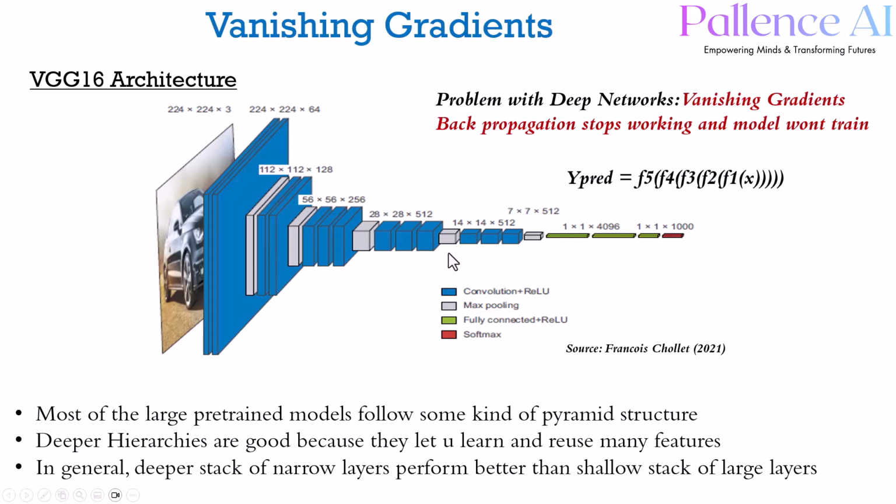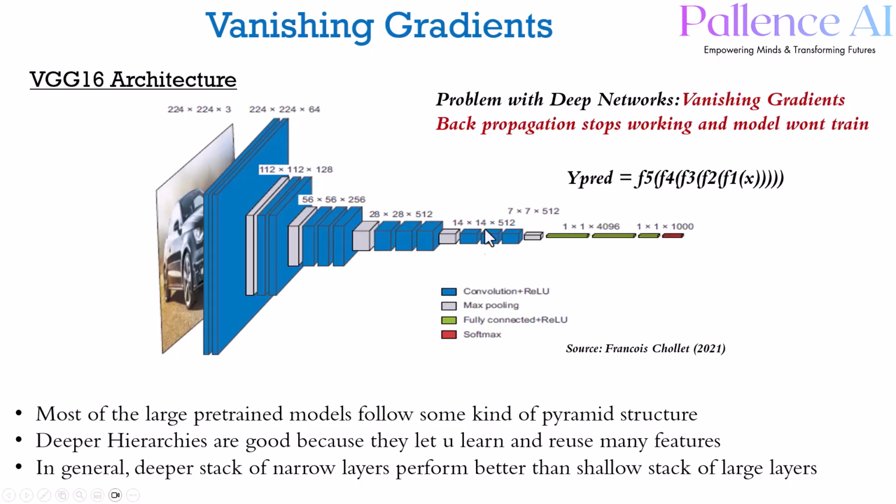At the end of the day, we're trying to predict Ypred, the final classes, let's say for image classification. So Ypred is a function of F4, which is a function of F3, which is a function of F2, which is a function of F1, and F1 is a function of X. I'm just illustrating the point here. Bottom line, each layer is chained to its previous layer. It's built on top of the previous layer.